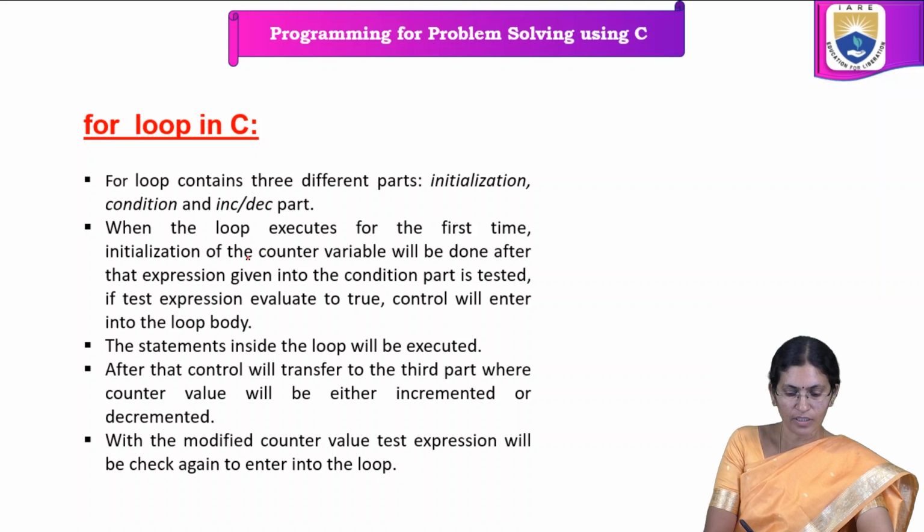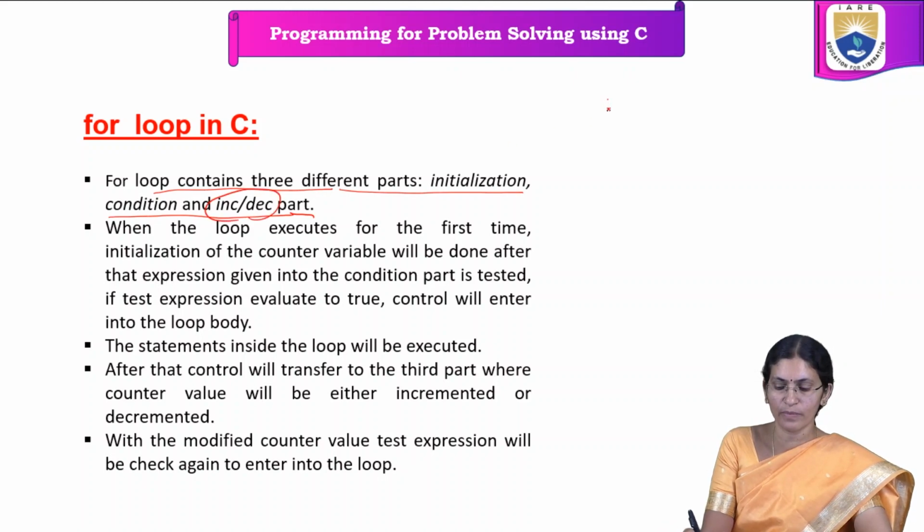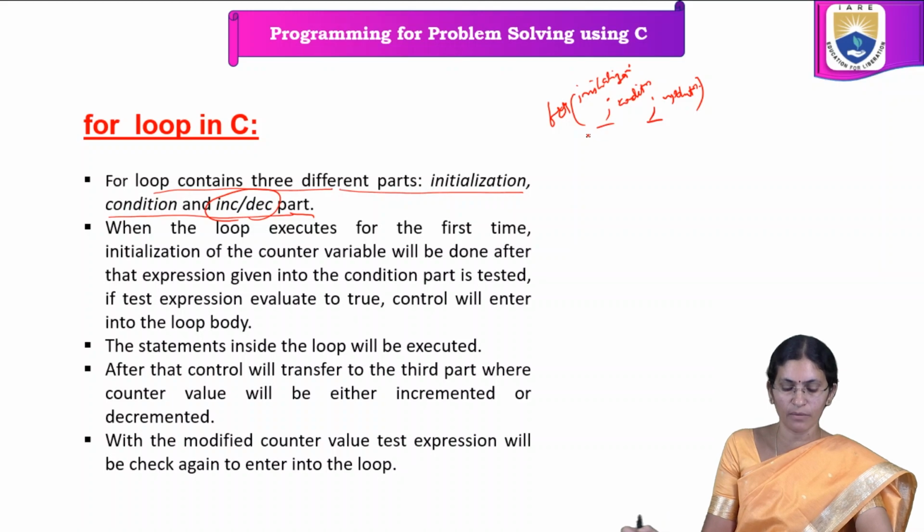So for loop contains 3 different parts: initialization, condition and increment or decrement part. So 3 parts are there, and these are separated by semicolon. So semicolon is a must here. So for loop, first is initialization, and then next one is condition, the last one is updation. So all of them must be separated by semicolon.